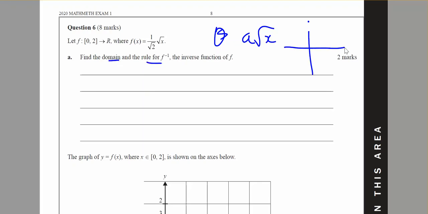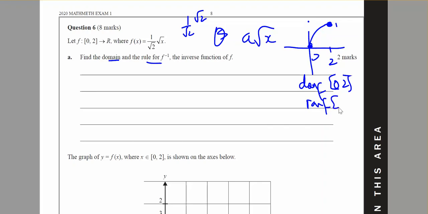So my original is going to be a square root that will look like this, but it's got a restricted domain of 0 to 2. If I put 2 in, 1 on root 2 times root 2 gives 1. So it's going to finish there at 1. So the domain of f is 0 to 2. The range of f is 0 to 1. So the domain of the inverse is 0 to 1. So I've got one of my 2 marks.